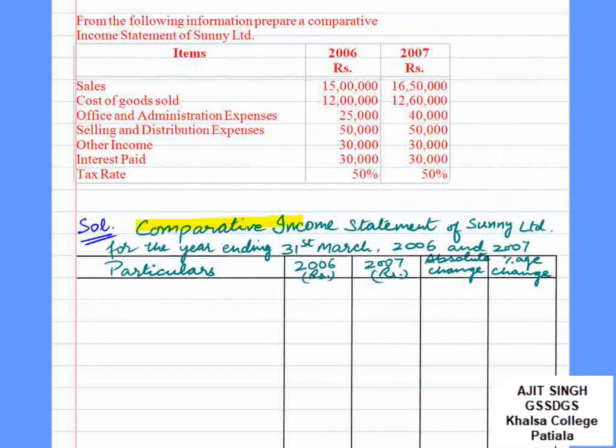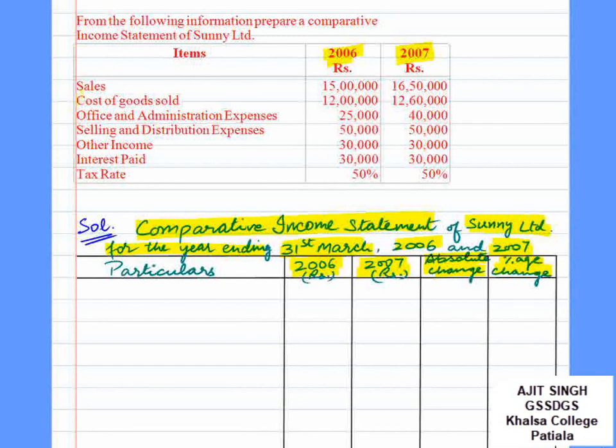This is the format for comparative income statement. We have to prepare comparative income statement for Sunny Limited, and we are given the figures for 2006 and 2007. So this is being prepared for the year ending 31st March 2006 and 2007. Among amount, first column is for the figures of 2006, second column is for the figures of 2007, then absolute change is to be taken, and last column is for percentage change.